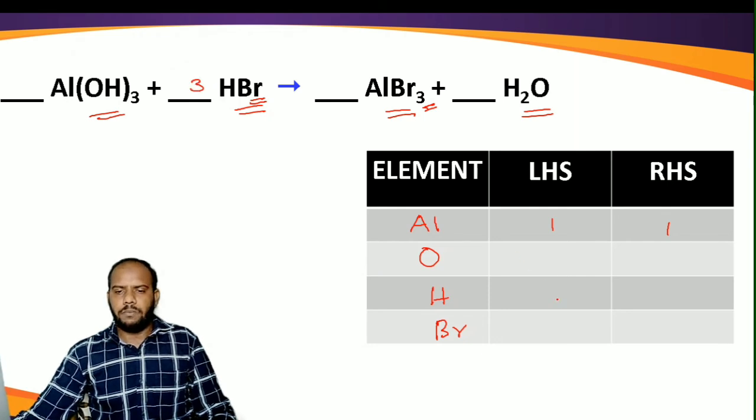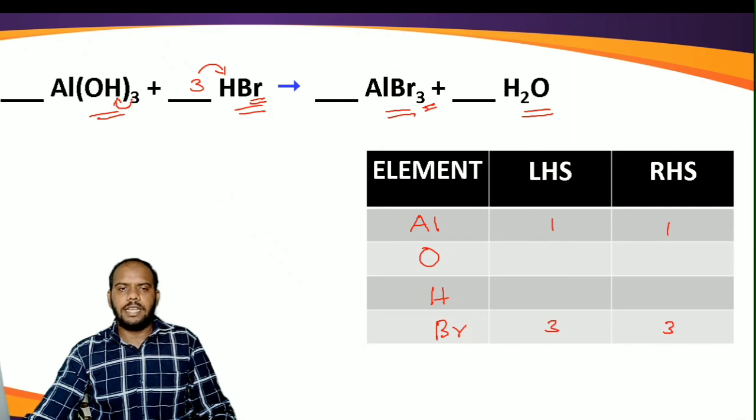Three bromine. So bromine also balanced. Okay, next oxygen or hydrogen, we should check hydrogen. Yes, okay, so here three hydrogen. How many hydrogen present? Three hydrogen. Here how many hydrogen present? Three hydrogen. So this also you should multiply.